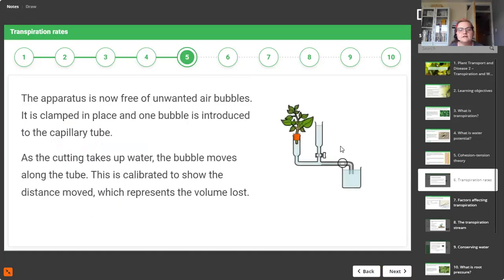So the apparatus now is free of unwanted air bubbles, and we clamp it in place. One bubble is introduced to the capillary tube, and this is really important, this one bubble. This one bubble is what we use to do all of our measurements. As the cutting takes up water, that bubble moves along the tube. This is then calibrated to show the distance moved, and in turn, that represents the volume lost.